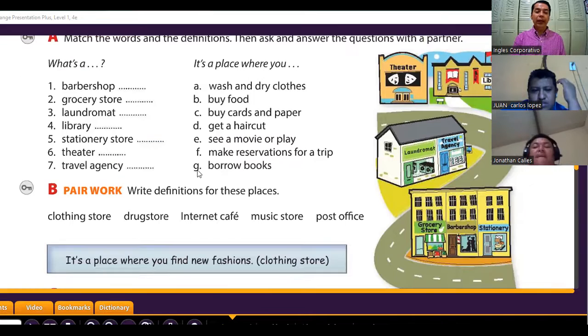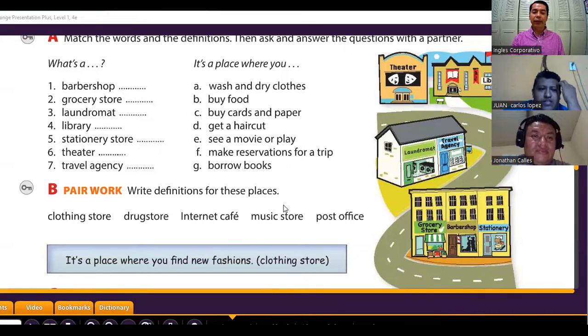Okay, you're going to tell about clothing store. Clothing store, right? This is more difficult because the answer is not here, right? Esta parte es más difícil porque clothing store es una tienda de ropa, ¿no? Sí. Pero no está la respuesta aquí. Entonces, ustedes se la van a inventar, ¿ok? Now, JC, make the question to Melba.